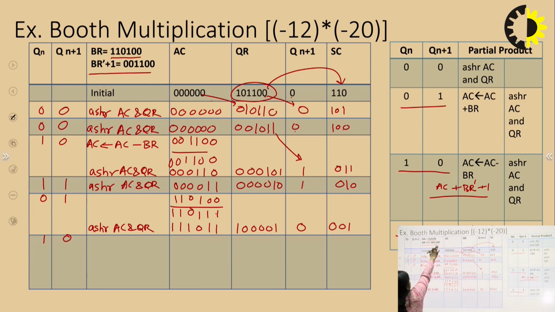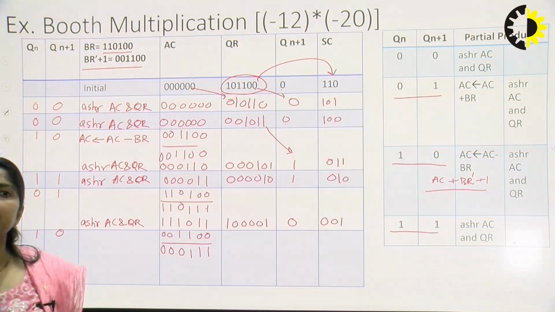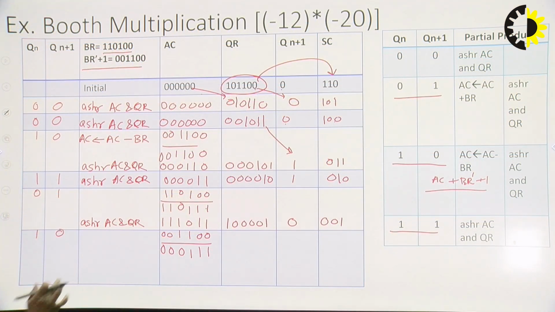So AC plus BR complement plus 1 is 0, 0, 1, 1 and 0, 0. You have to simply add. 1 plus 0 is 1. 1 plus 0 is 1, 1. 1 plus 1 is 0, carry bit is 1. 1 plus 1 is 0. 1 plus 1 is 0. Here in the Booth algorithm, whatever the carry bit will be there, here is the carry bit, but the carry bit will be lost, or you can say the carry bit will be discarded in the Booth algorithm.